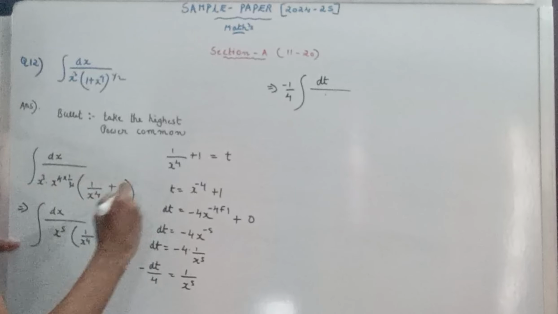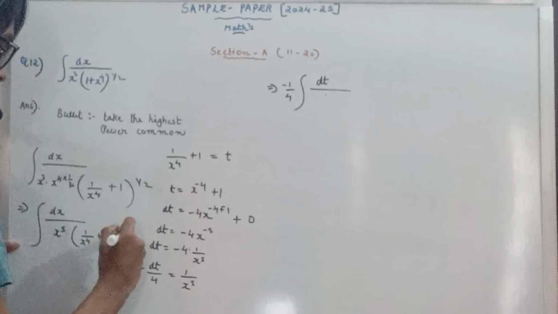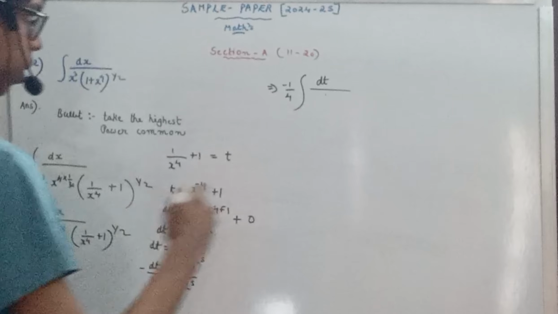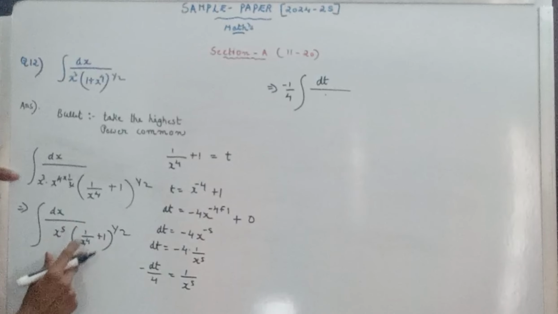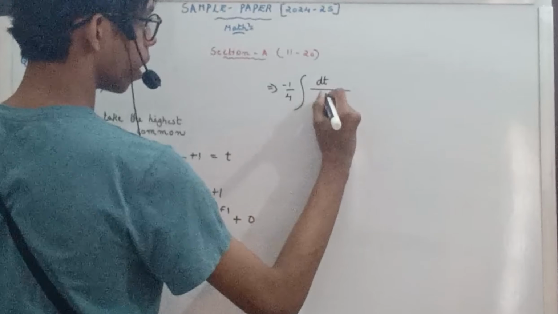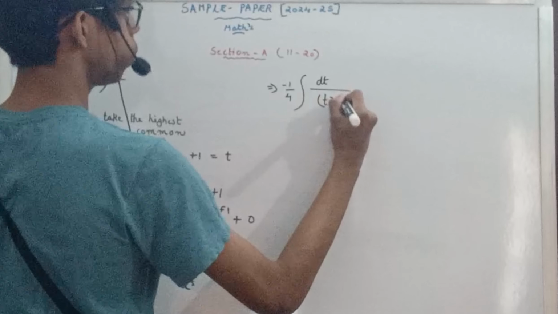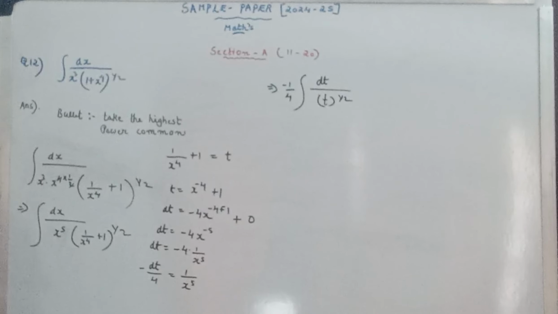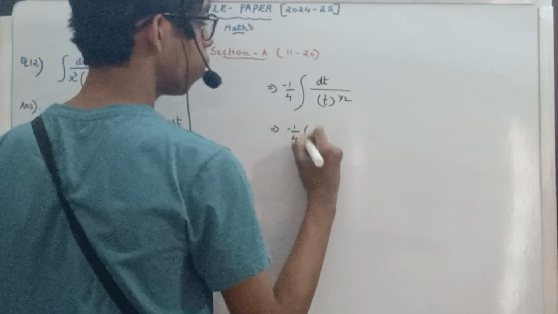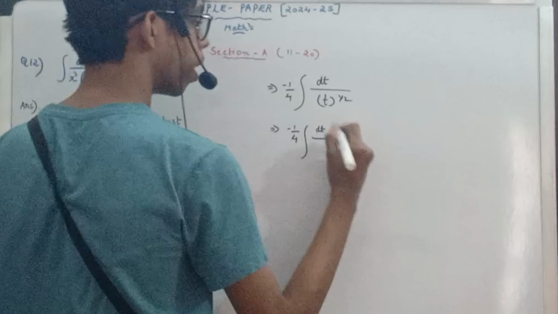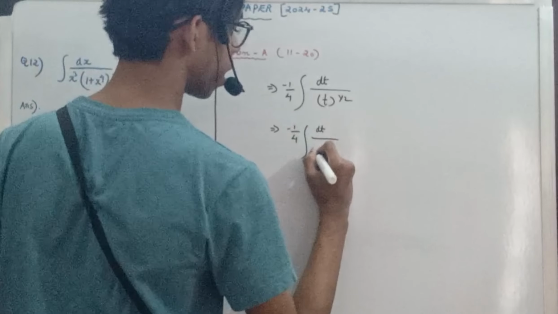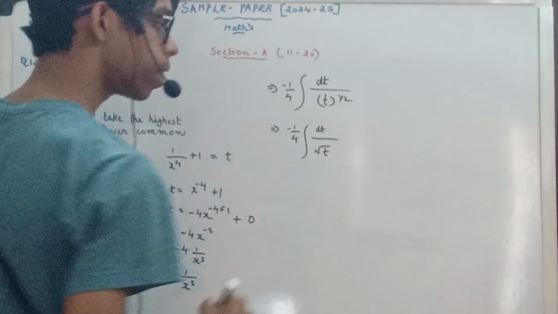Okay, so here there was a half also, isn't it? Okay, half is also there. So instead of this 1 by x raised to 4 plus 1, I can write over here t raised to 1 by 2. Okay, this as minus 1 by 4 integral of dt by t raised to half, we can write it as root of t, isn't it?